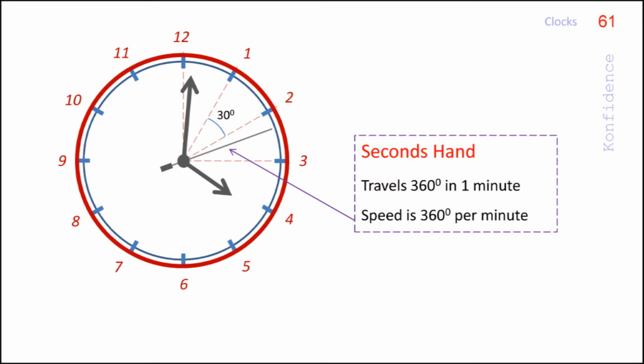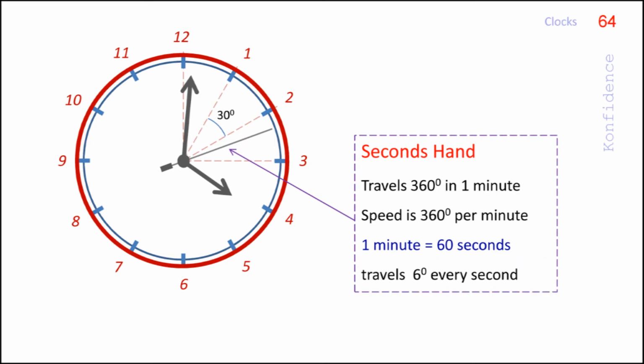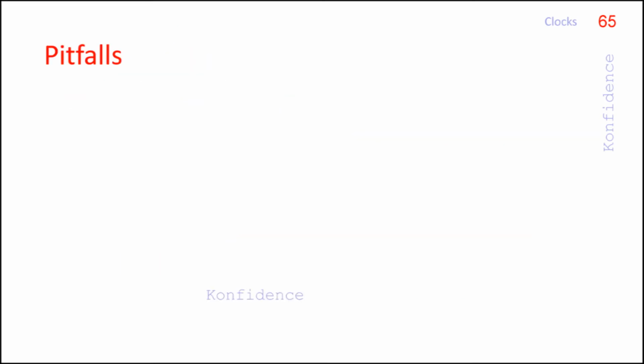The second hand traverses 360 degrees in a minute, and a minute is 60 seconds. Therefore, it travels 360 degrees in 60 seconds, or travels 6 degrees in 1 second. Therefore, the speed of the second hand is 6 degrees per second. Now that we've traveled the story of all the three hands of a clock, it is time for us to look at the pitfalls that may happen in measurement.